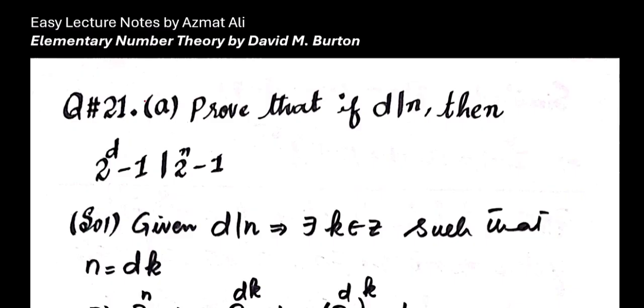Question number 21 A part is stated as: prove that if d is a divisor of n, that is d divides n, then show that 2 raised to power d minus 1 divides, this vertical line is read as divides, 2 raised to power n minus 1. It is given that d divides n, d is divisor and n is dividend. So by definition of divisibility, when d divides n, then there exists an integer k such that we can write the dividend n is equal to d times k. In other words, n is a multiple of d.